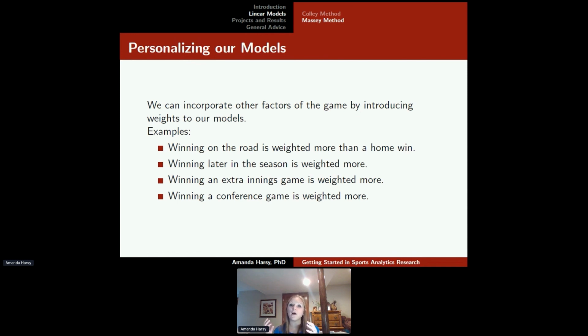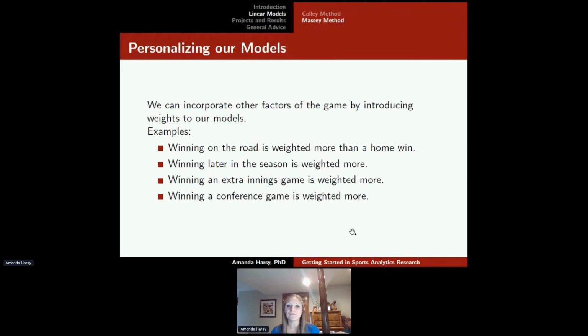So you can incorporate other factors of the game by weighting different games. So for example, I may want to say, hey, if a team wins on the road versus at home, I want them to get a bump. I want that win to count a little bit more. You can do something where you want wins later in the season to count more than wins at the beginning of the season. You can give an extra bump if they won a conference game. And so this is where students can pick what they want to play with and modify these methods by adding coefficients in front of our games and our ratings, depending on each game.